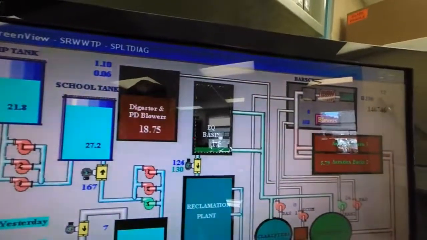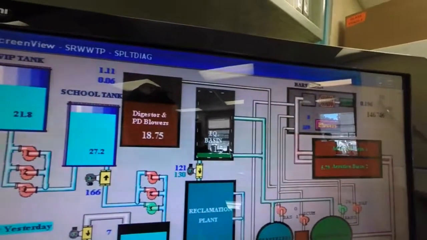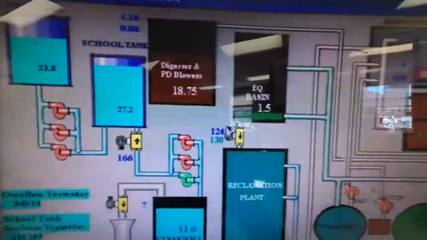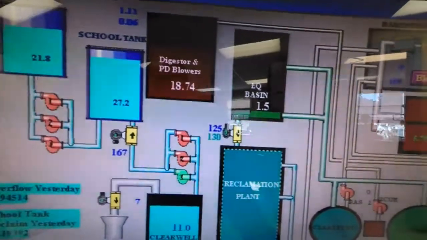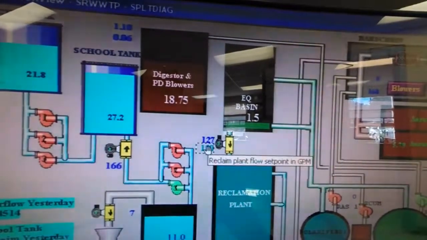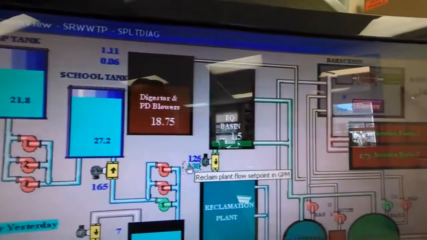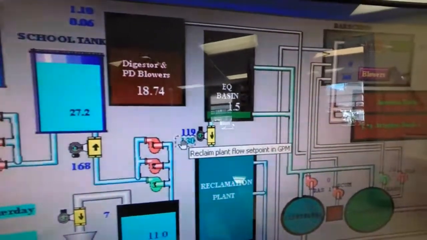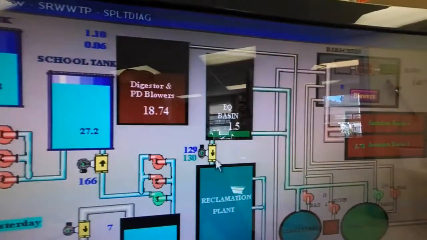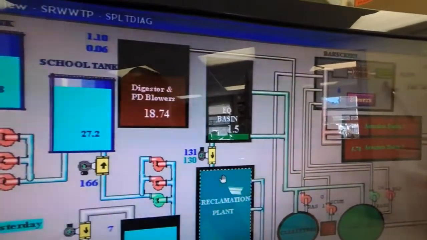But if it was high, like let's say you're at 10 or 11 feet, then you would want to increase the flow before turning it on. And to do that is right here, where it's the reclaim plant flow set point gallons per minute. You'd have to increase that flow so that you can send more liquid to the reclaim plant.